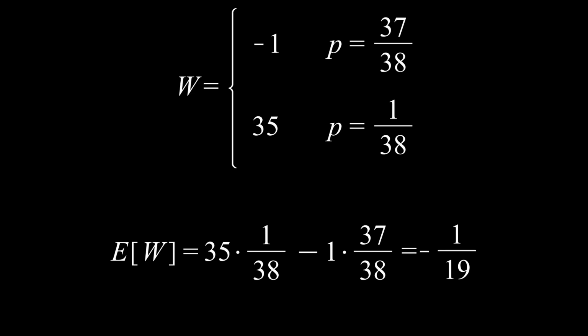In this case, it's $35 times 1 over 38 minus $1 times 37 over 38, which is minus 1/19 of a dollar. That is, for every dollar bet, we expect to, on average, lose 1/19 of a dollar, or about 5 cents. This means that, as expected, the game is biased in the casino's favour. Therefore, if all we are concerned with is the monetary rewards of gambling, it would be irrational to play this game. There may be specific situations where it is reasonable to bet, but in general, the game is biased against us and we should choose not to play.